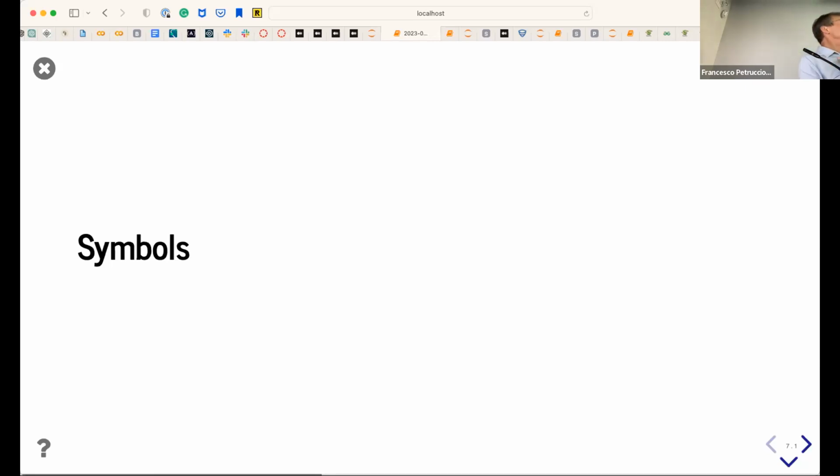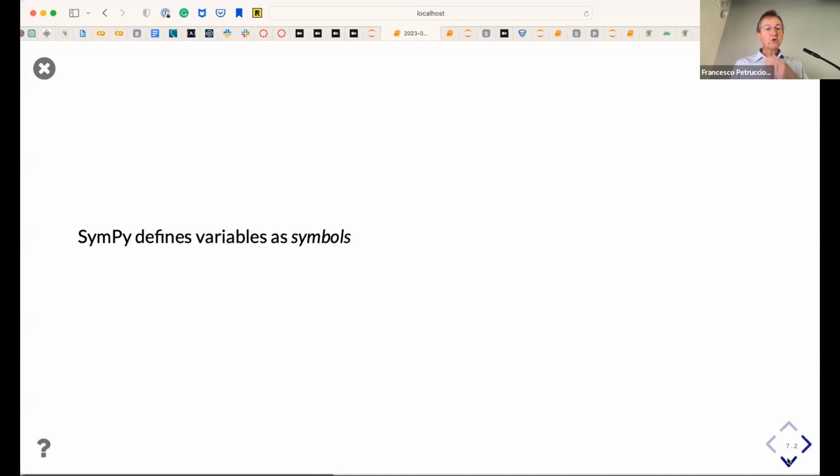Now, the "sym" in SymPy stands for symbols, of course. So we need now to learn how we force Python to operate with symbols instead of with numbers. And that's what we do in this section. So all variables in SymPy are defined as symbols.